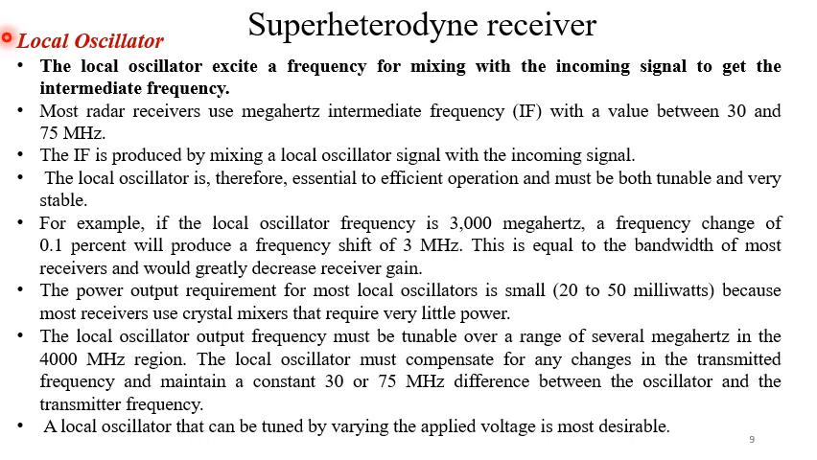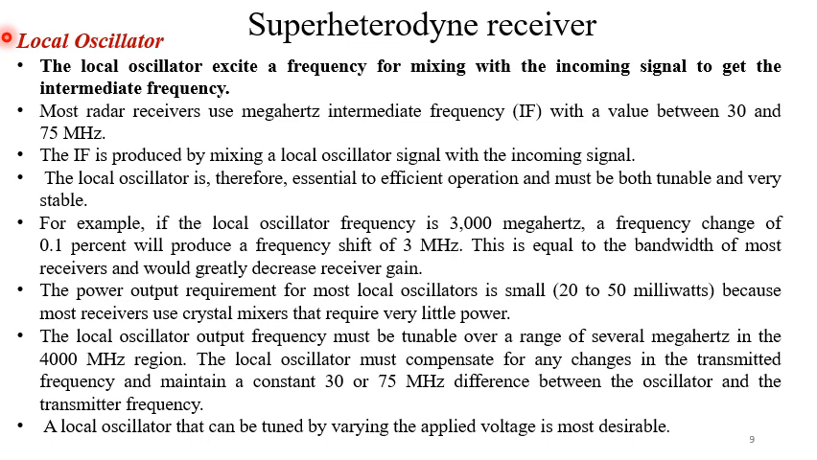Next is the local oscillator. The local oscillator excites a frequency for mixing with the incoming signal to get the intermediate frequency. Most radar receivers use megahertz intermediate frequency with a value between 30 to 75 megahertz. The IF is produced by mixing a local oscillator signal with the incoming signal. The local oscillator is therefore essential to efficient operation and must be both tunable and very stable.